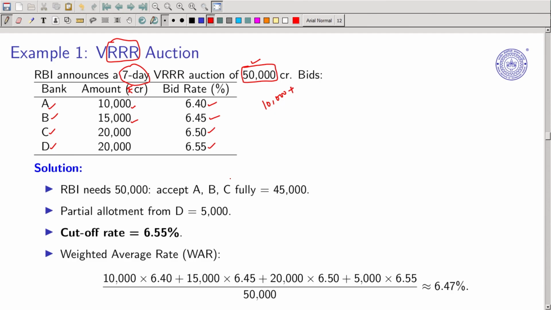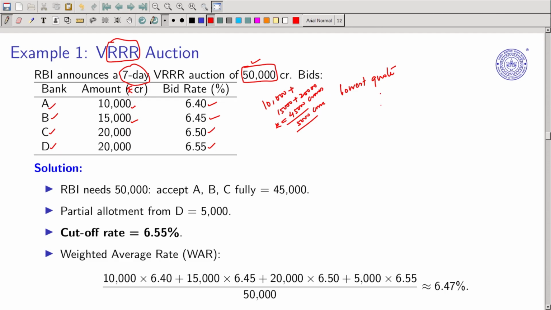So 10,000 here, the second bank is quoting 15,000, the third bank is quoting 20,000. So how much do we have? 15, 10, 25, and 20 more makes 45,000 crore rupees already exhausted by 3 banks. Now bank 4, which is quoting at 6.55%, will get only 5,000 crore, because it is reverse repo. RBI will first give preference to the lowest rate quoted by the bank, the lowest quote.